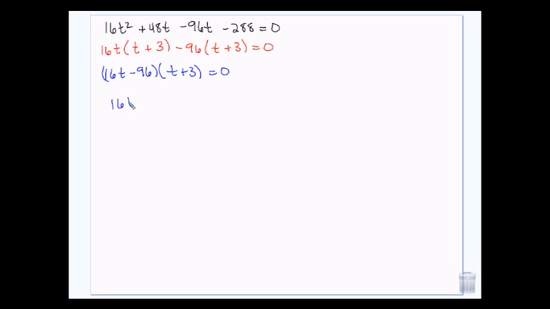And then that gives me 16t minus 96 times t plus 3 equals 0. So 16t minus 96 equals 0. t plus 3 equals 0. Add 96 to both sides. And I get 16t equals 96.